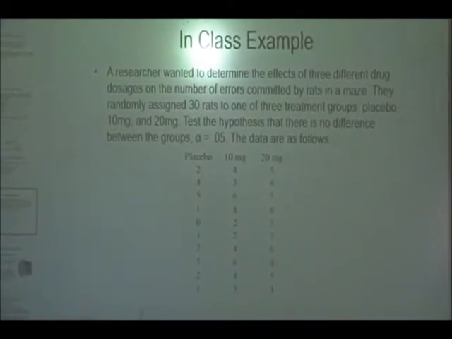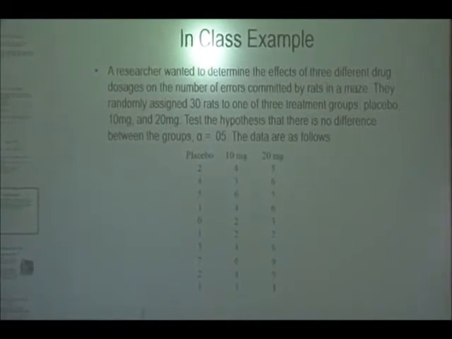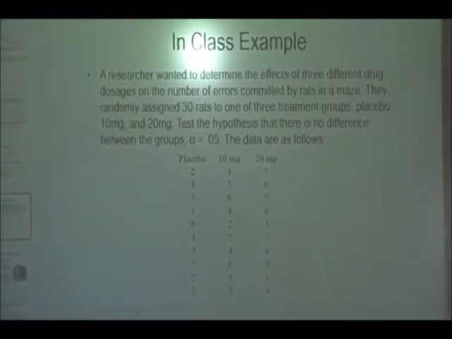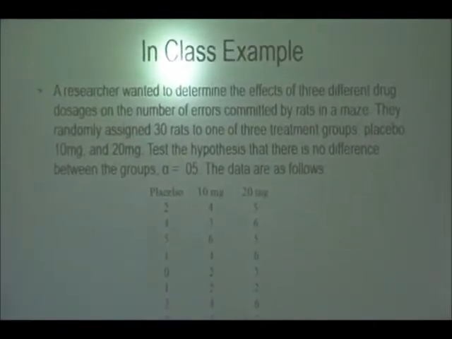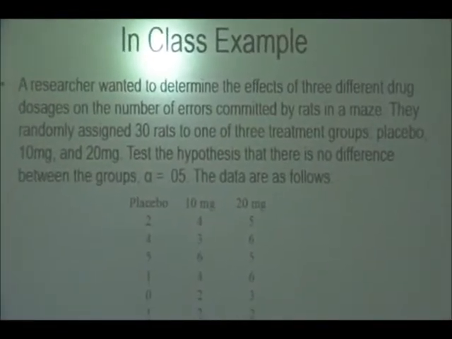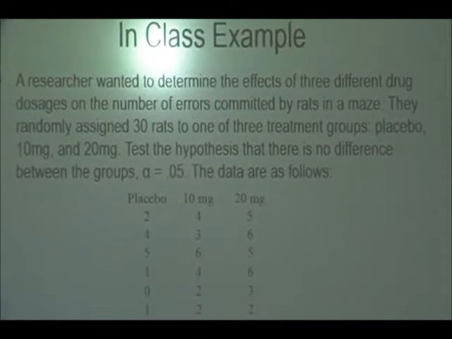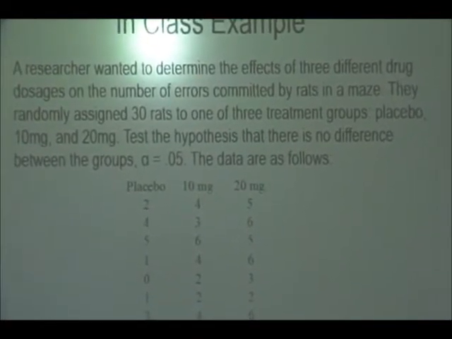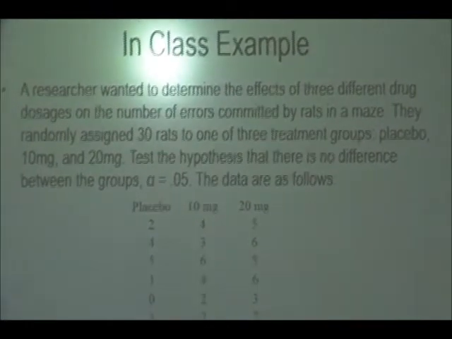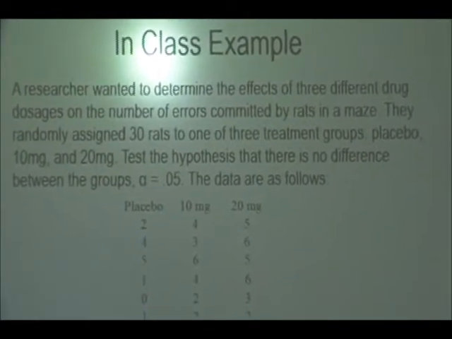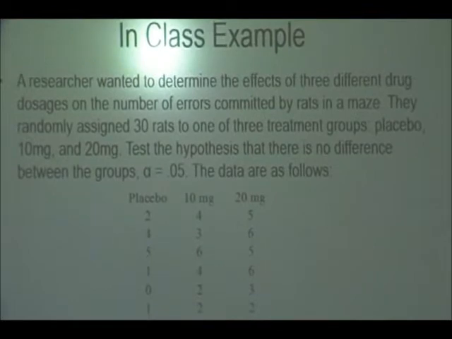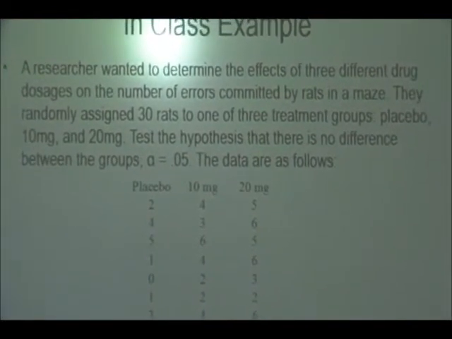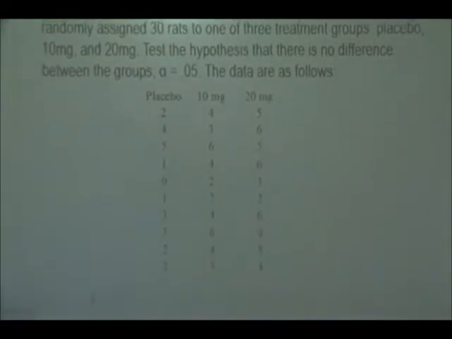So our in-class example for a one-way ANOVA between subjects is that a researcher wanted to determine the effects of 3 different drug dosages on the number of errors committed by rats in a maze. They randomly assigned 30 rats to one of 3 treatment groups, placebo, 10 milligrams, and 20 milligrams, and tested the hypothesis that there is no difference between the groups at an alpha of 0.05. And here is your data, okay?